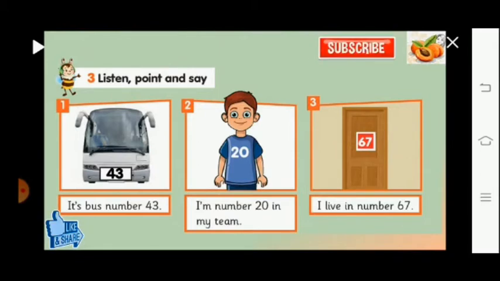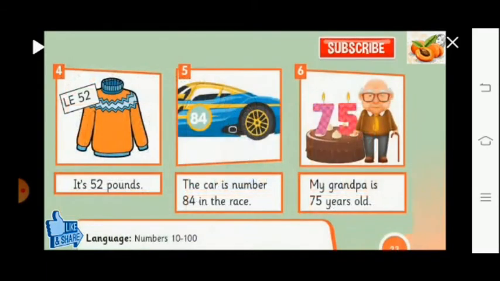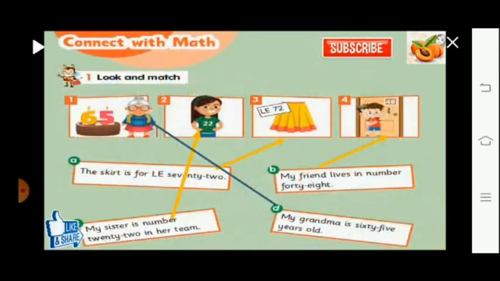1. It's bus number 43. 2. I'm number 20 in my team. 3. I live in number 67. 4. It's 52 pounds. 5. The car is number 84 in the race. 6. My grandpa is 75 years old.